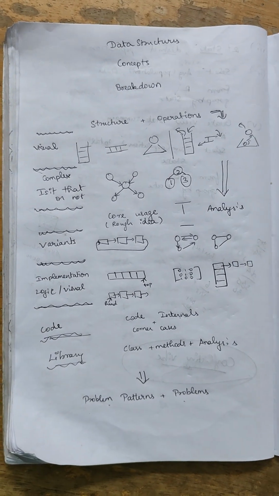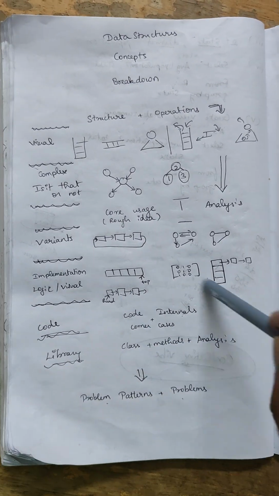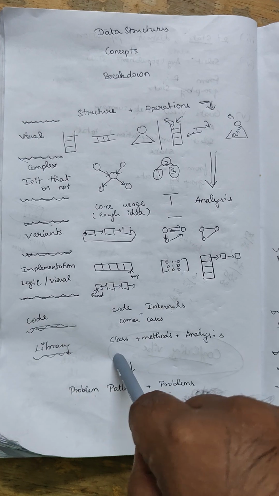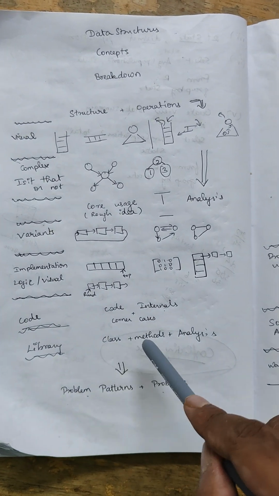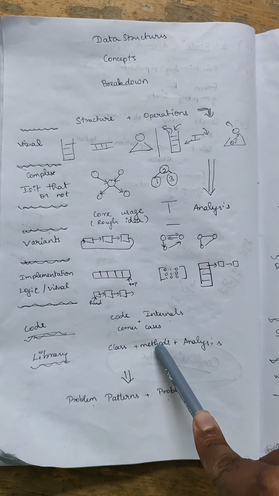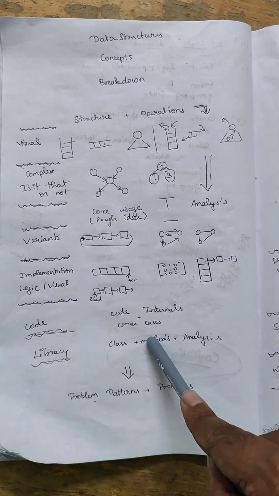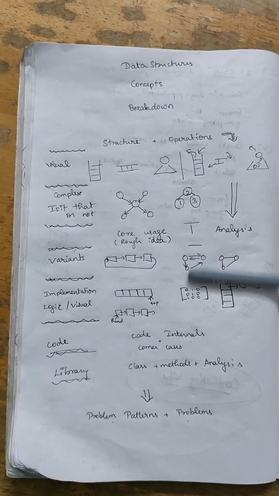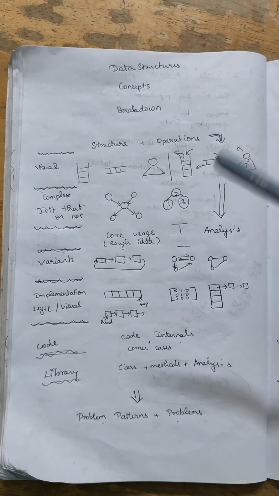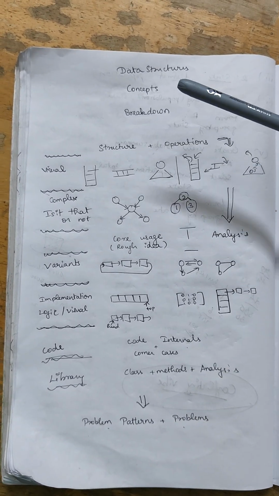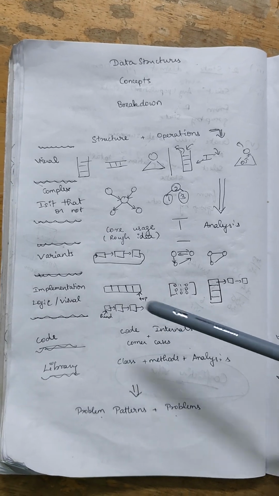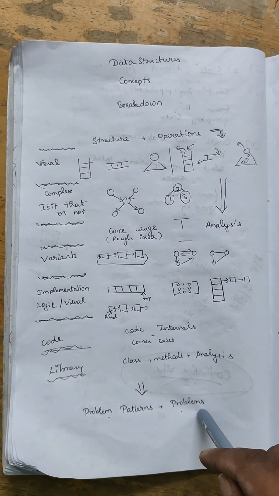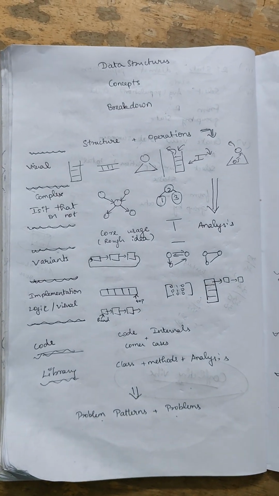Mostly in interviews, we'll not be using the internal implementation ourselves, we'll be using the libraries. So you would have to know what class exists in your language of choice, what methods are available in that class, what the complexity of each method is, and understand the analysis of it. So this is how you would break down and understand each data structure, from the visual to the variants to the implementation and to the code and libraries, and then we could move on to the problem patterns and problems, which is a different category.